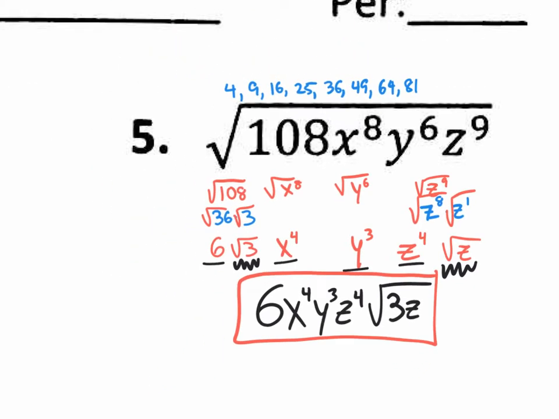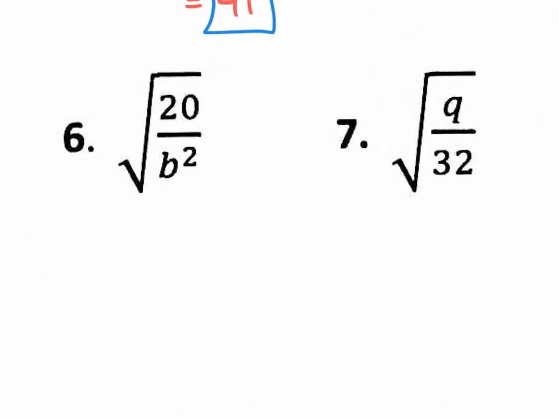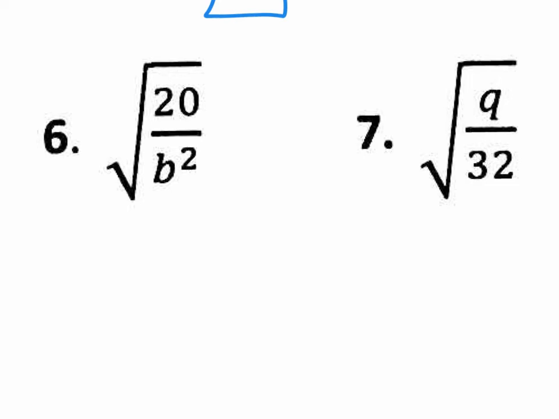Let's jump to number 6. On number 6, we need to remember that we're able to split any radical. When you have a fraction on the inside, you're able to split the radical to the top and to the bottom. It doesn't matter if it's a square root, third root, any type of root, you could split it and put the root on the top and put the root on the bottom. That's exactly what we're going to do. We're going to split it, square root of 20, square root of b squared. So this one problem kind of becomes two problems.